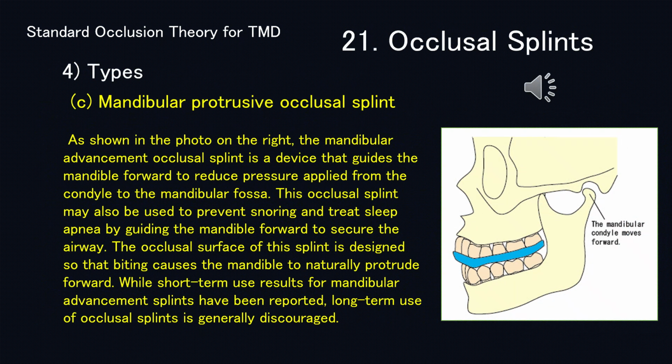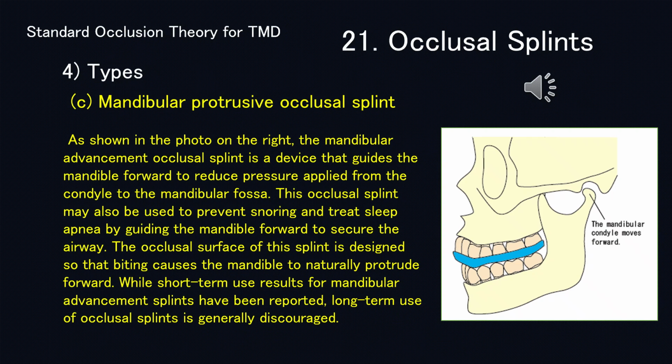C. Mandibular protrusive occlusal splint. As shown in the photo on the right, the mandibular advancement occlusal splint is a device that guides the mandible forward to reduce pressure applied from the condyle to the mandibular fossa.